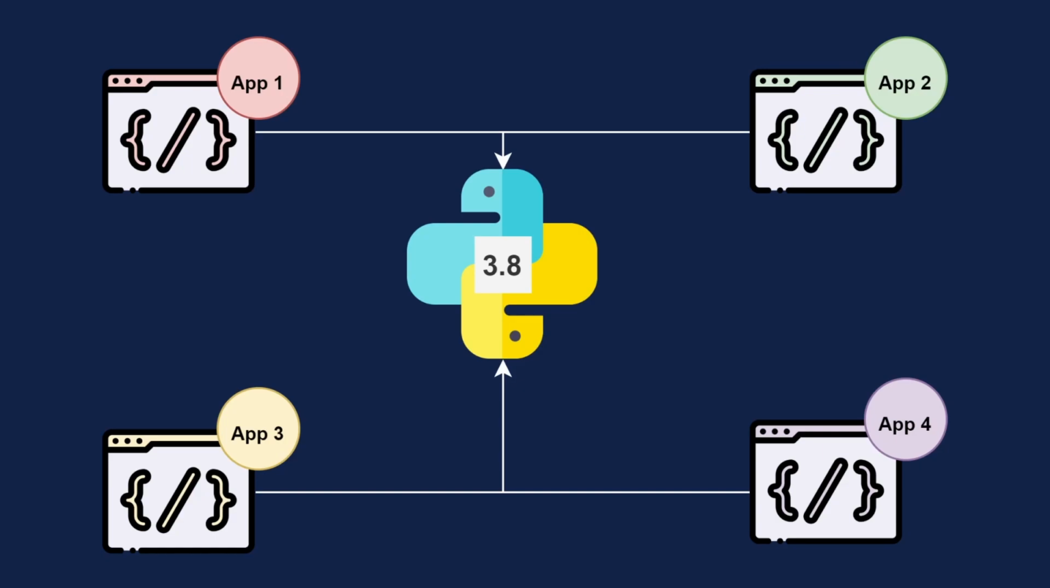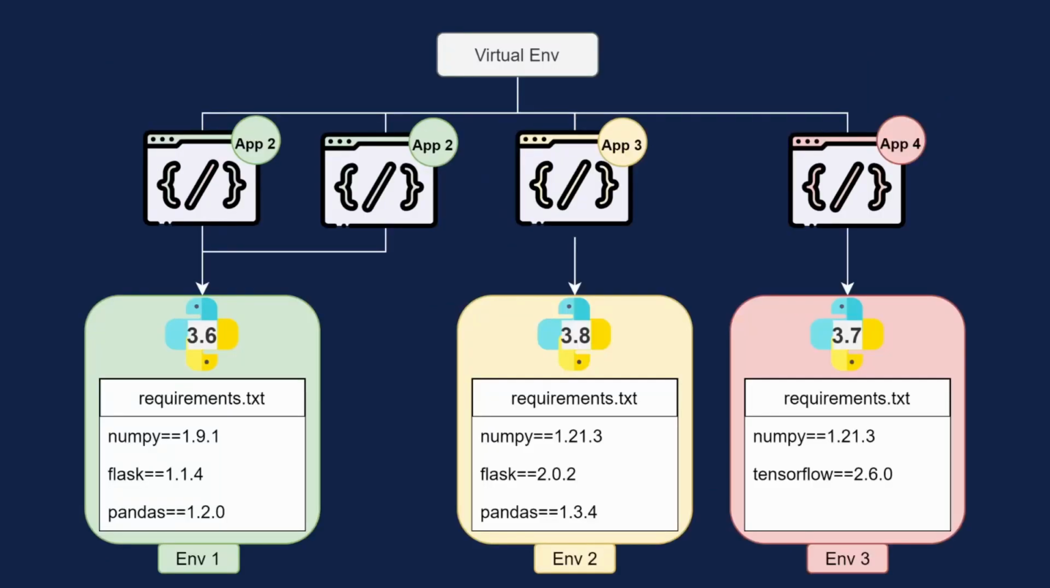Here comes what is called a virtual environment. A virtual environment is a Python environment such that the interpreter, libraries, and scripts installed into it are isolated from those installed in other virtual environments. So you can have, for example, three virtual environments, each one of them with a different Python version and a different set of libraries. Here you have a virtual environment with Python 3.6, another one with Python 3.8, and a last one with Python 3.7.